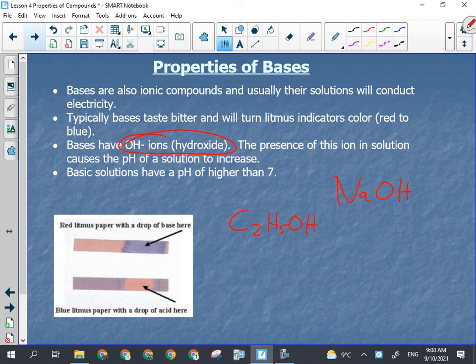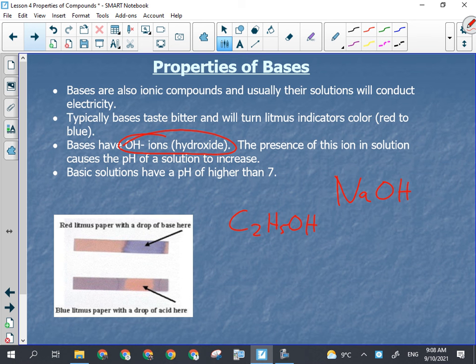Okay, so if your parents ever washed out your mouth with soap, okay, soap is made from lye, which contains sodium hydroxide, and so would taste bitter, very, very bitter. So anything that tastes bitter is typically a base, right? Baking soda would be another example. If you ever tasted baking soda, it tastes very bitter.